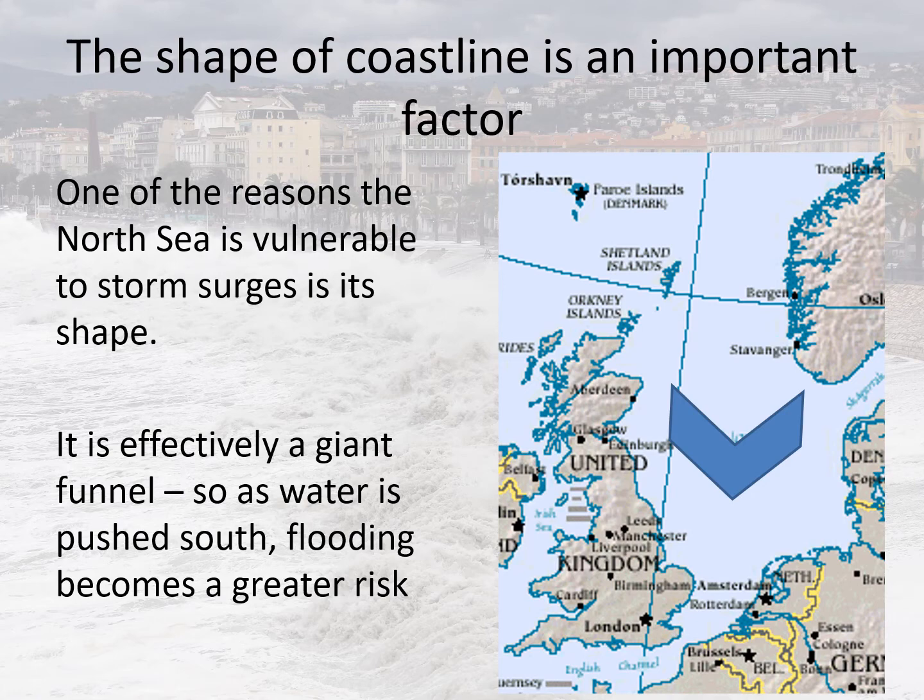And hopefully, if I just click here, you'll see as it goes south, actually the North Sea gets narrower and narrower as it goes towards the English Channel. So if you've got a large body of water being pushed south, it can't all go through the English Channel, so it's going to go onto land. And that's one of the reasons why the east coast of England and the Netherlands are particularly prone. So coastline's another important factor there.